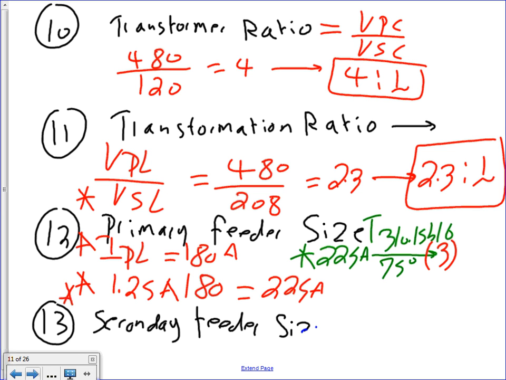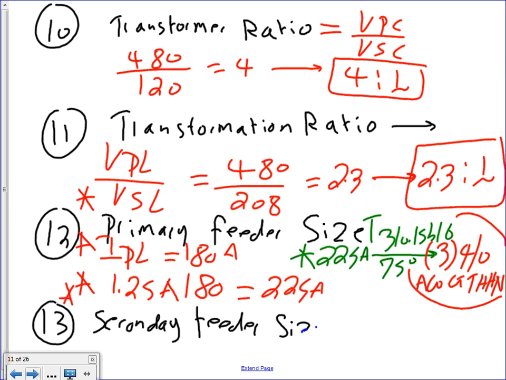Anybody? Let's do 4/0 AWG THHN. Anybody second for the 4/0? 225 is 4/0. Why 3 conductors? There's a delta on the primary. There's no neutral, right? That's 3 conductors.